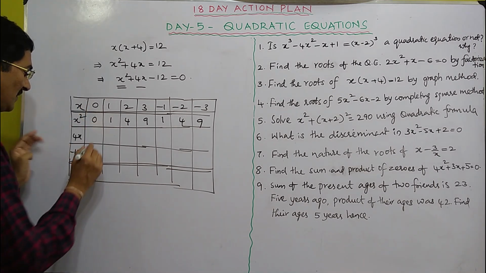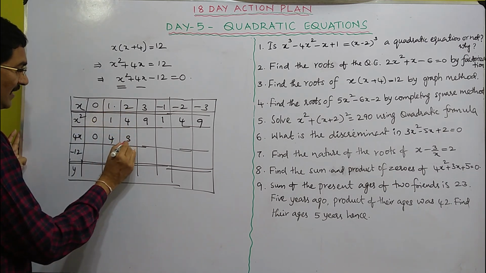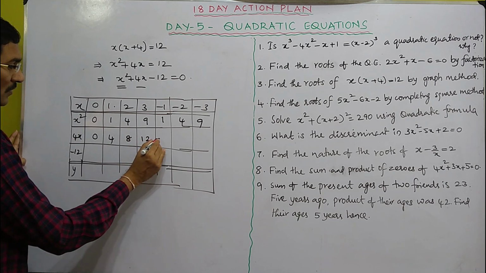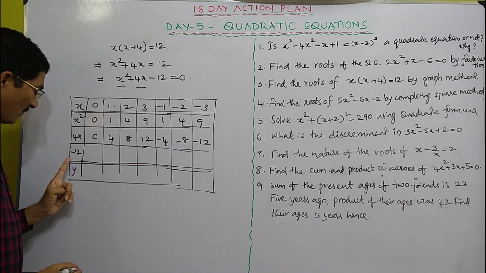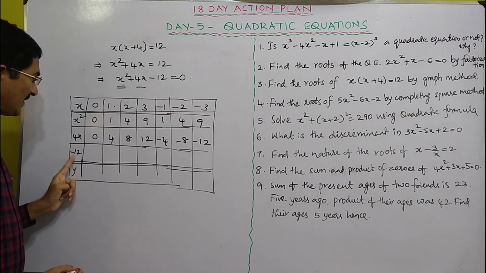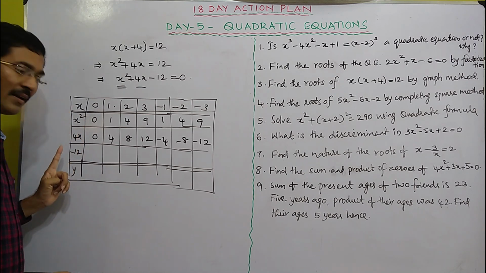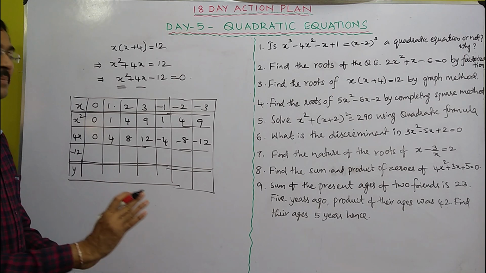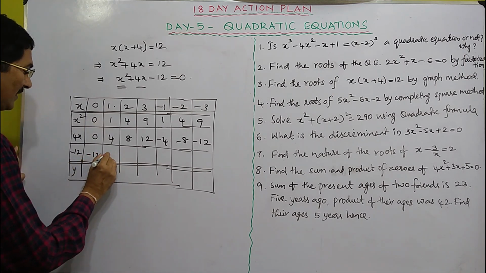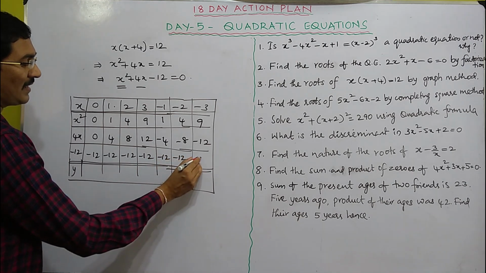So 4 into 0 is 0, 4 into 1 is 4, 4 into 2 is 8, 4 into 3 is 12, minus 4, minus 8, minus 12. Now finally it is minus 12. Minus 12 is independent of x. It has nothing to do with x. It is not connected to x in any way. It is independent, so it will have its value independently. So minus 12 in every column. Whenever it is constant, we will have the same value.